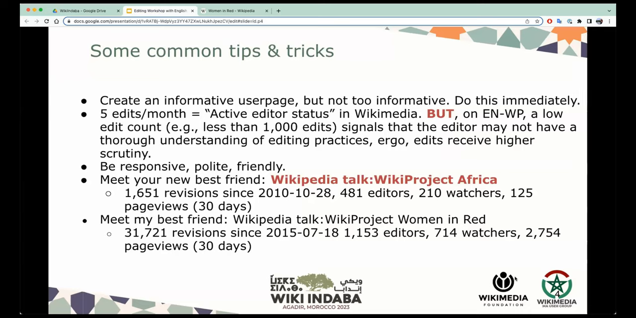Be responsive, be polite, be friendly. There will be people who will be leaving notes on your talk page or the article talk page that you have been working on. And they will signal you by putting the at sign, the pink sign, the view sign, the RTO sign. And all I'm asking you is remember, don't think you should go hide. Don't go run and hide. Stay calm and respond. Respond and be friendly.